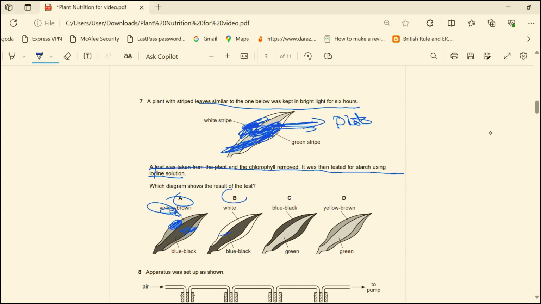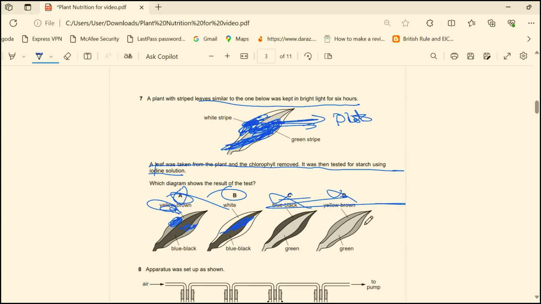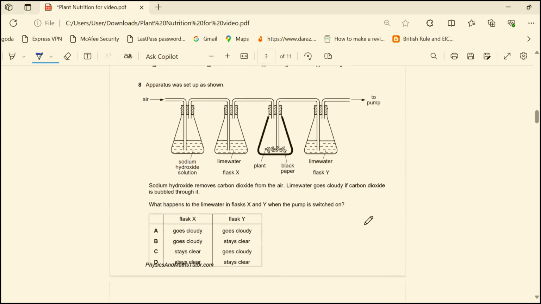But in B, B will be the answer. Hence we won't go on to the other ones. B will be the answer because in the middle region we can see that starch is produced. Okay, apparatus. Now let's go on to question number 8.